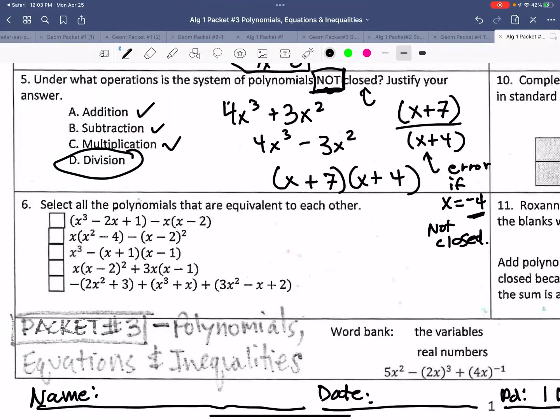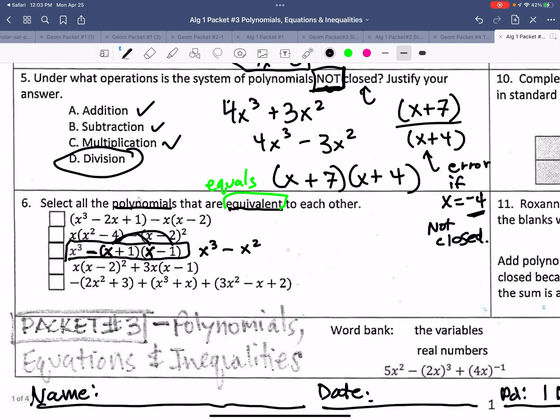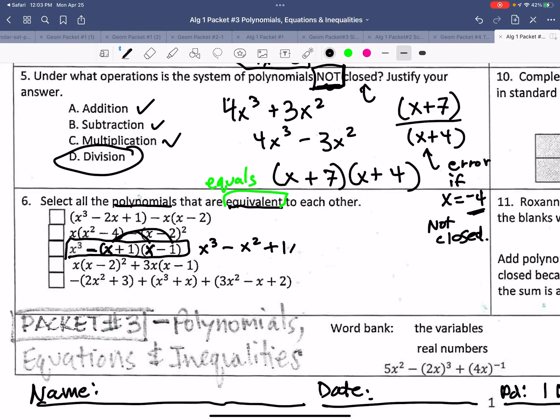It says select all the polynomials that are equivalent to each other. That just means equals. Okay, so let's take a look. Let's start with the most simple one. Okay, so that's probably this one here, right? So you have x cubed, take away x times x, which is x squared, and then take away x times a negative 1, so that would change the sign, 1x.